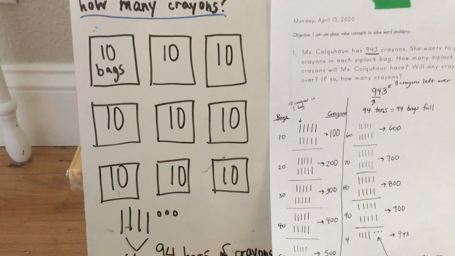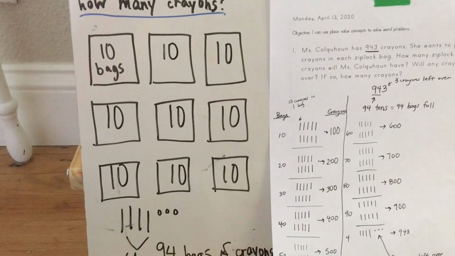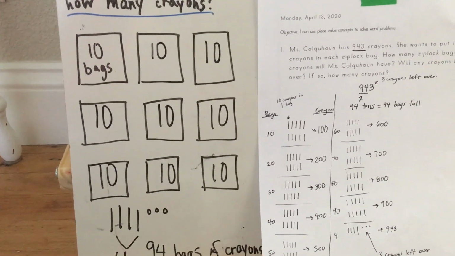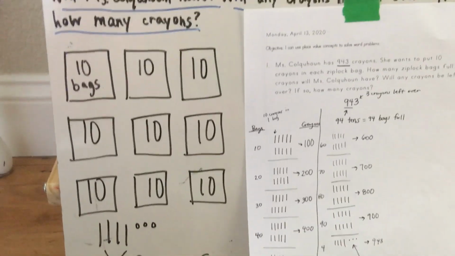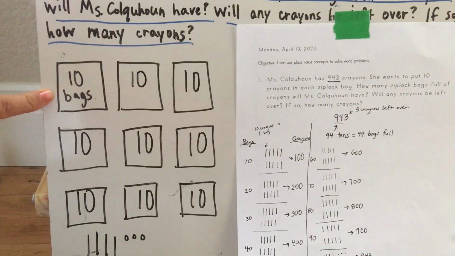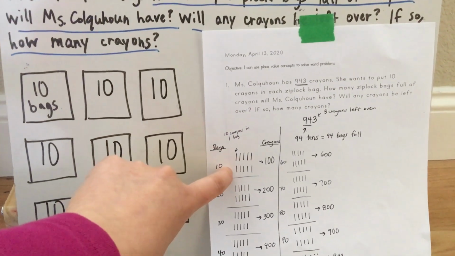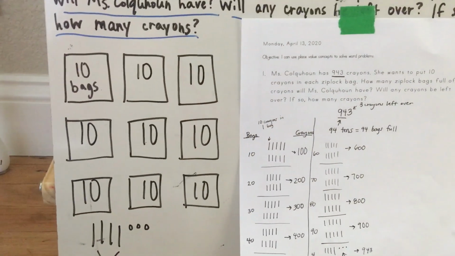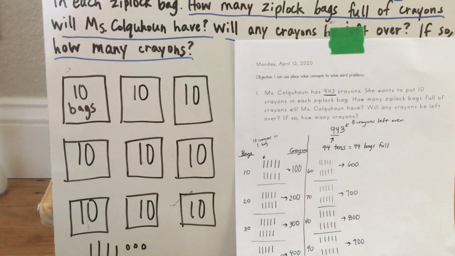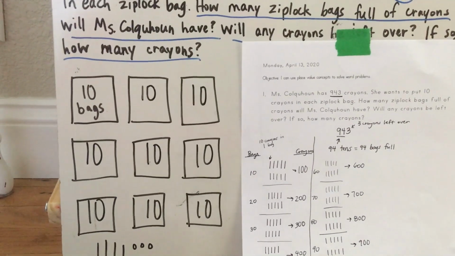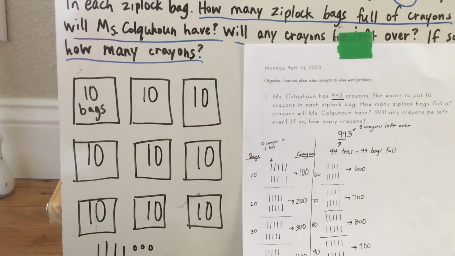All right, so what's similar, what's different about these? Well, I did use base 10 drawings to show my thinking. In the left strategy, I used hundreds, and on the right, I used tens. I came out with the same answer, 94 bags of crayons and 3 crayons left over.